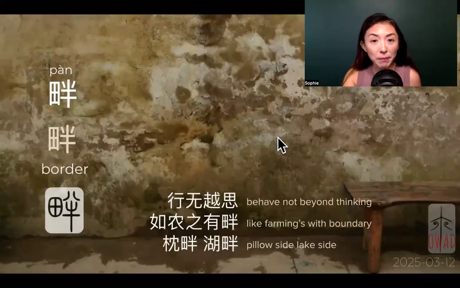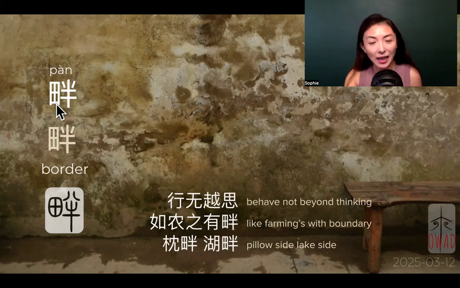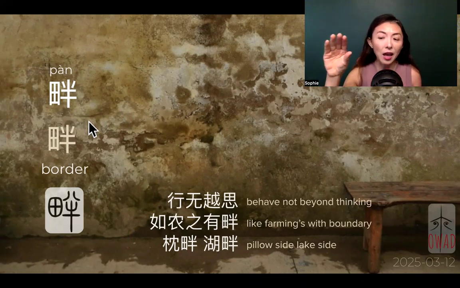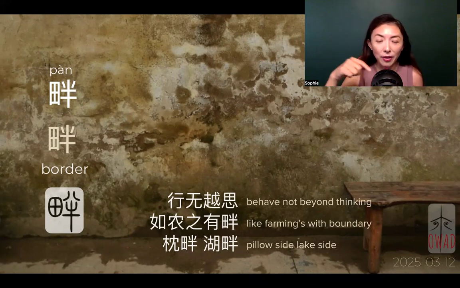Today's character is 畔 (pan). Again, we have the farm field box with a quartered box inside. That's a Chinese farm field, because Chinese farmlands are distributed among households, so there is plotting involved. And yesterday we talked about qi, which was the borders of the plots, with two soil symbols stacking up, a bigger pile of soil to mark the borderline.